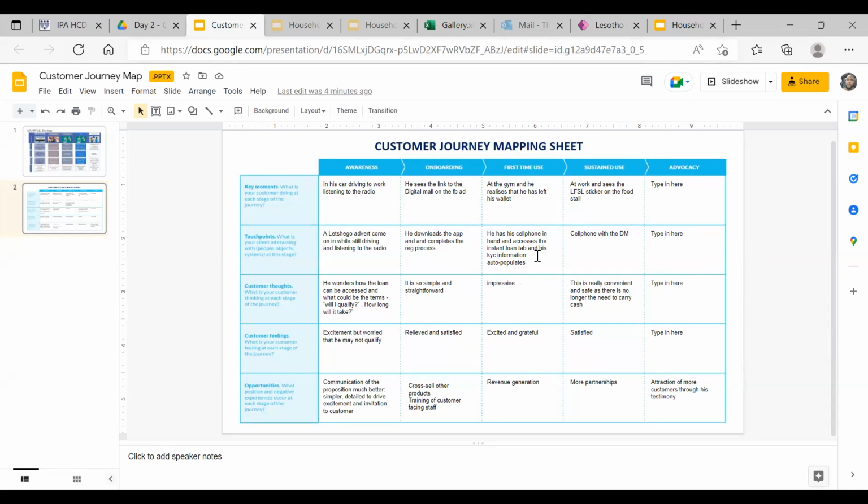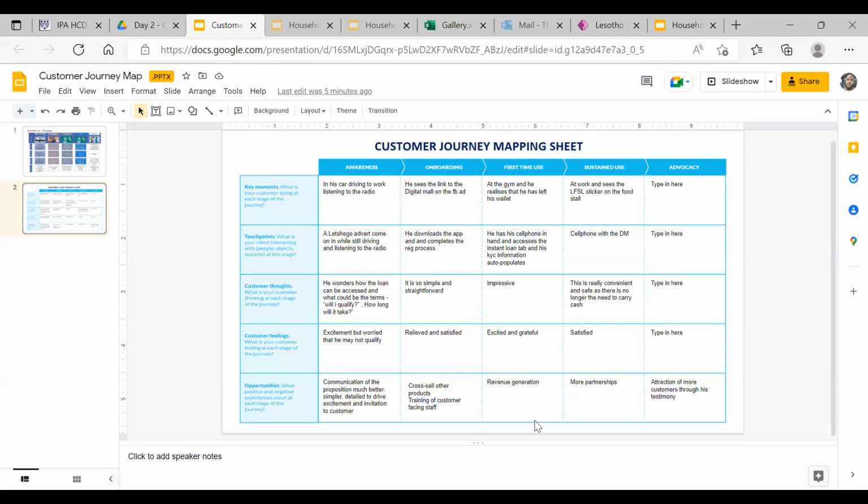KYC information that they had input in the module in the onboarding stage auto-populates, and they're thinking this is quite impressive. They're excited and grateful that they availed of the mall from the Play Store in the first place. So from an opportunity perspective, given that we now have a customer consuming our product, that speaks to the opportunity towards revenue generation.